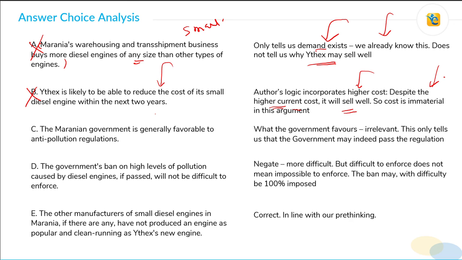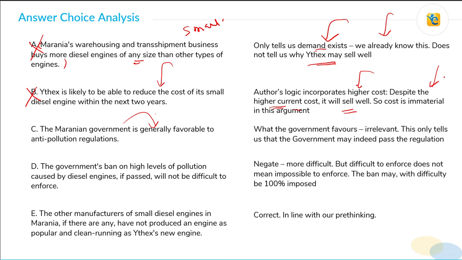The Iranian government is generally favorable to anti-pollution regulations. This essentially increases a belief that the government will actually go through and pass the ban. If it's favorable towards anti-pollution regulations, the expectation is this ban will be implemented. But remember, the argument does not care about whether the ban actually gets implemented or not, or whether the ban actually gets passed or not. The conclusion is hypothetical. Whether or not the ban actually gets passed or not, nobody cares.